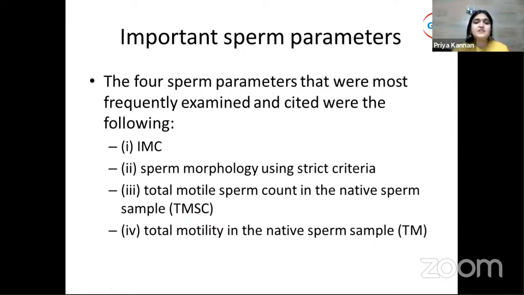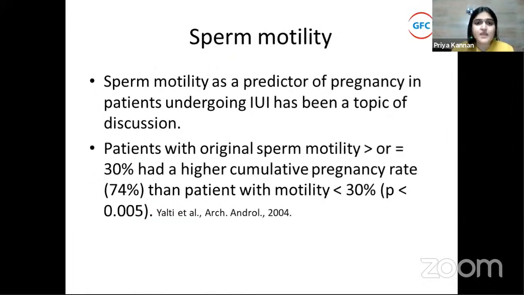So here, these are all the functional sperm parameters that we might have to calculate based on the SAR report that's given to us. Why are we bothered about the sperm motility? Because we know that sperm motility is a predictor of pregnancy in patients undergoing IUI and has been a topic of discussion forever. It is a never-ending discussion: there are people who have published saying that yes, it has a huge predictor value, and there are others who said that it has absolutely no value as well.